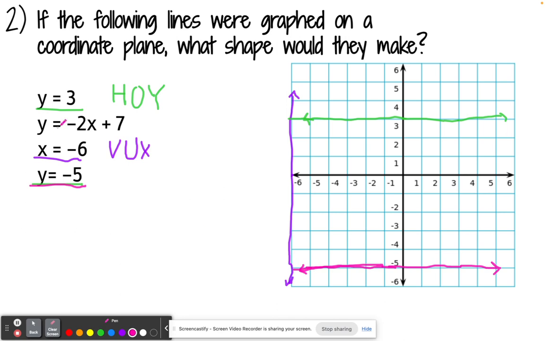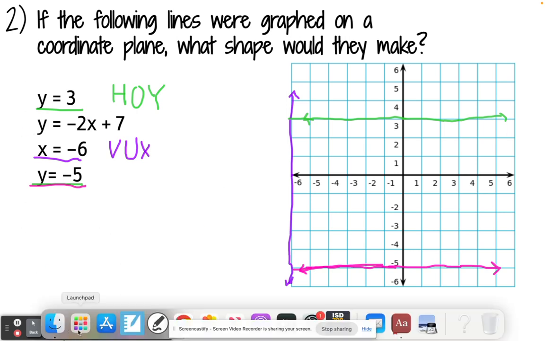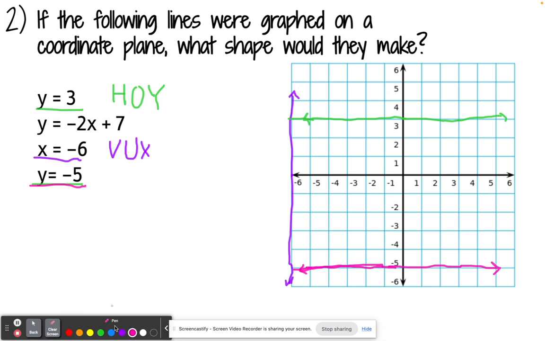My last one is not an x equals, and therefore it is not going to make a rectangle. Let's see what it's going to make. y equals -2x plus 7. Oh wow, 1, 2, 3, 4, 5, 6. It's going to be up here. Why did they not give us a graph that's big enough?